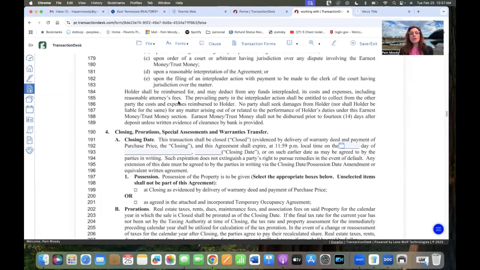So this is if we go to court, the prevailing party in the interpleader action shall be entitled to collect from other party the costs and expenses reimbursed to holder. No party shall seek damages from the holder, nor shall holder be liable for the same for any matters, a lot of legalese, arising out of or related to performance of holder's duties.